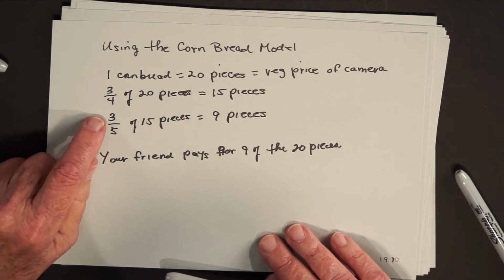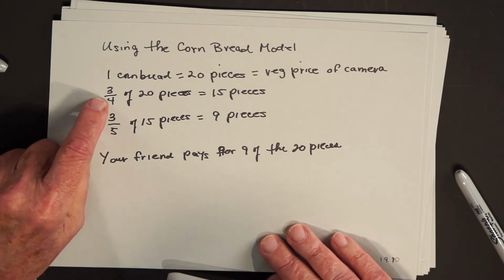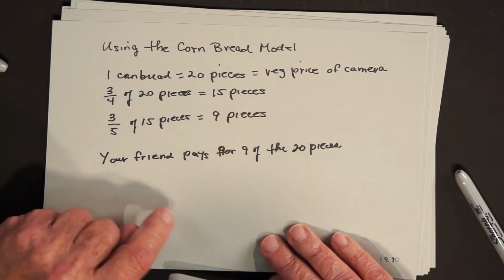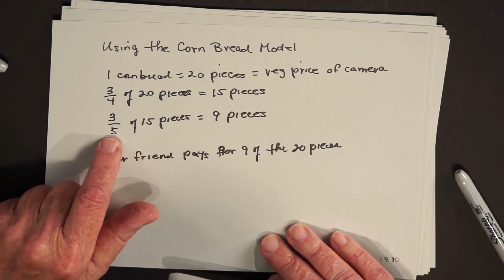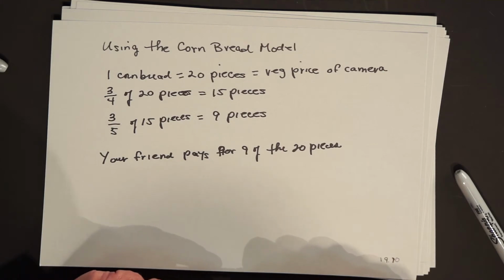So now you're paying what? Not 3/5 of the regular price, 3/5 of 3/4 of the 20 pieces. You're paying for 3/5 of the 15 pieces. 15 divided by 5 is 3. 3 times 3 is 9. You're paying for 9 pieces.